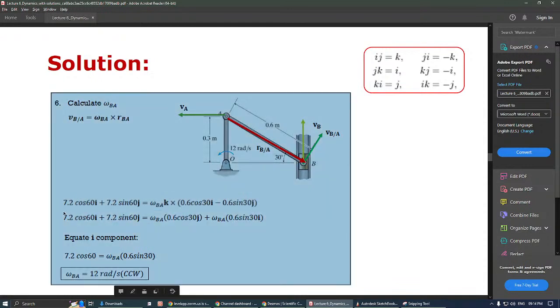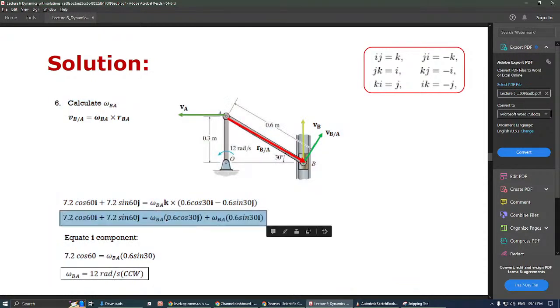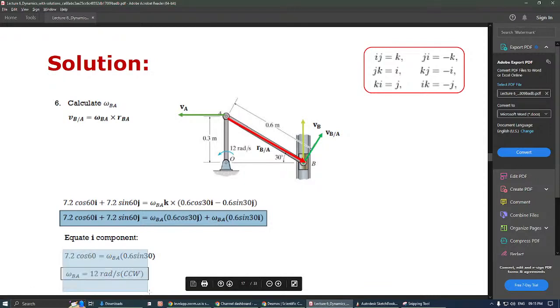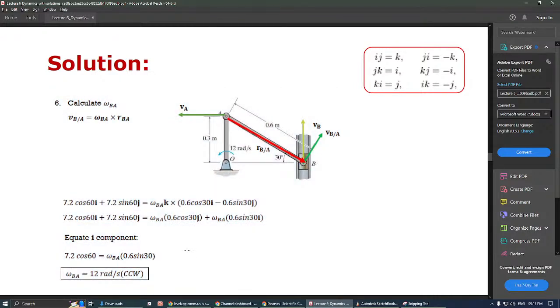Then again finally we have to compare the coefficients of I and J. We have to compare them with the coefficients on this side. And comparing them, we can solve for omega BA. That is the only unknown here, right? Yes. You get it. Any doubts here?